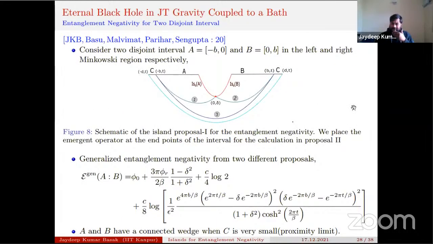Now in this situation, we can consider two disjoint intervals. Now here it is A and B. One is on the left side and the other is on the right side. And we can have C, which is very small. We can say that it is some interval which is sandwiched in between A and B. And in that case, we try to use both of the proposals to compute negativity. And what we get from both the proposals is this answer. Now, one crucial point is that here we have to take C to be very, very small. Otherwise, the wedge of A and B will be disconnected.